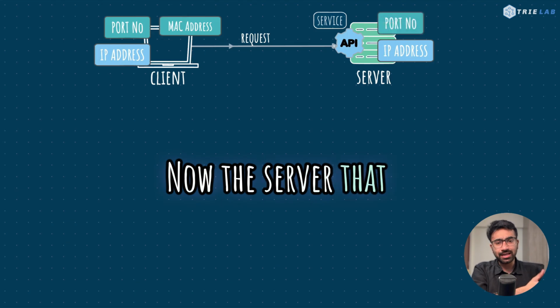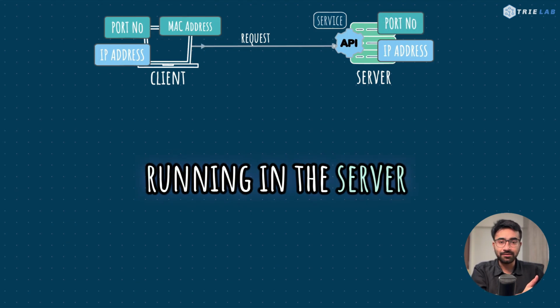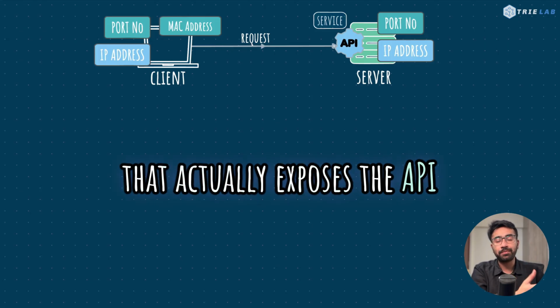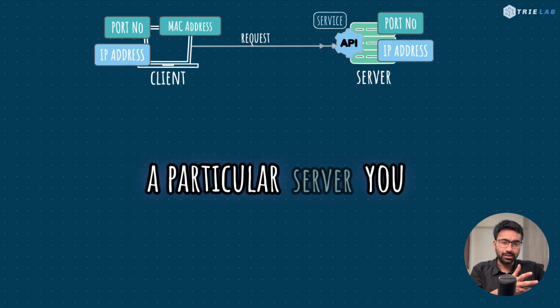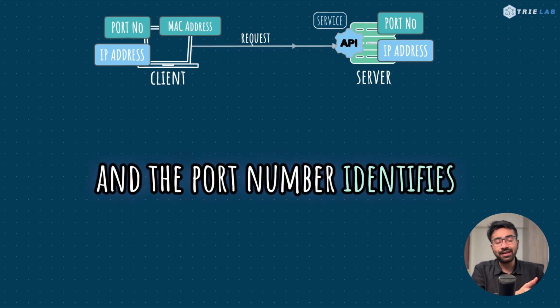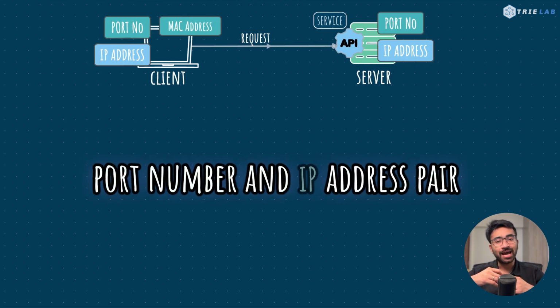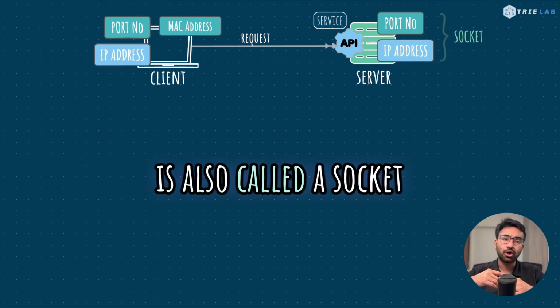Now the server that exposes an API has a process running in the server that actually exposes the API. To connect to a particular server, you must know the process, and the port number identifies that particular process you want to connect to. This port number and IP address pair is also called a socket.